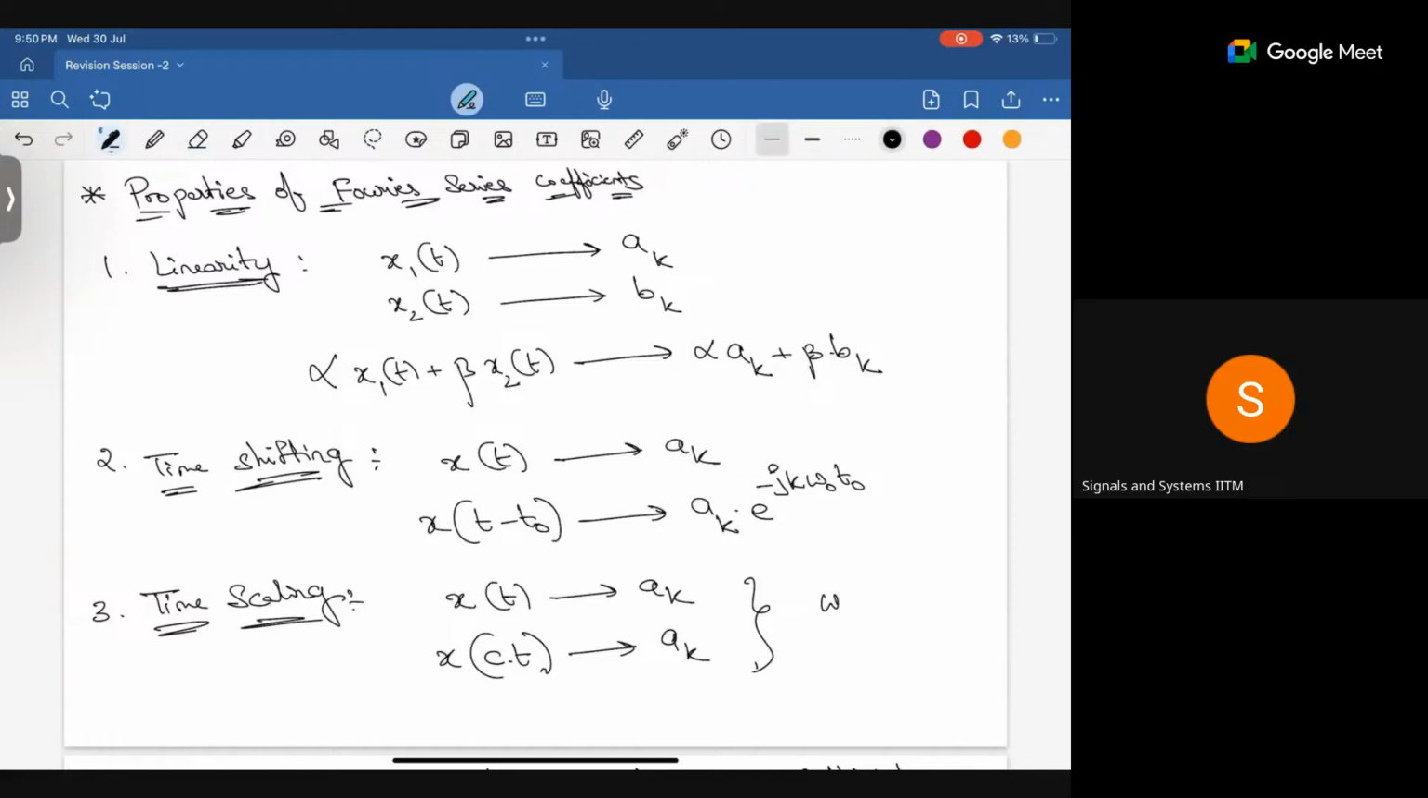Okay, so ω₀ will update to, or sorry, the frequency will become ω₀ times c.